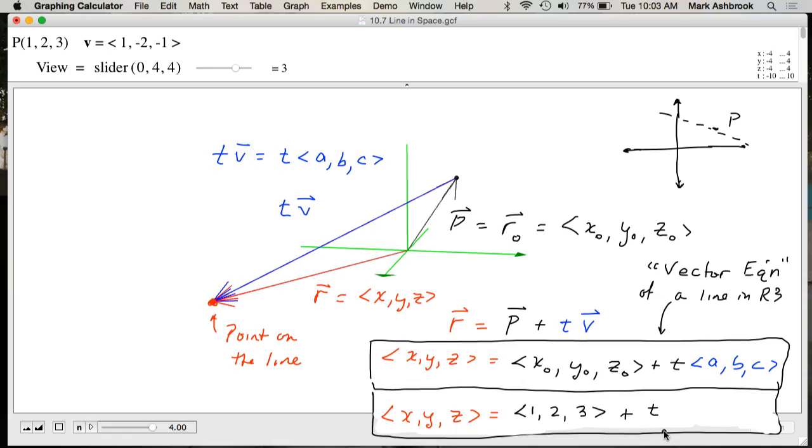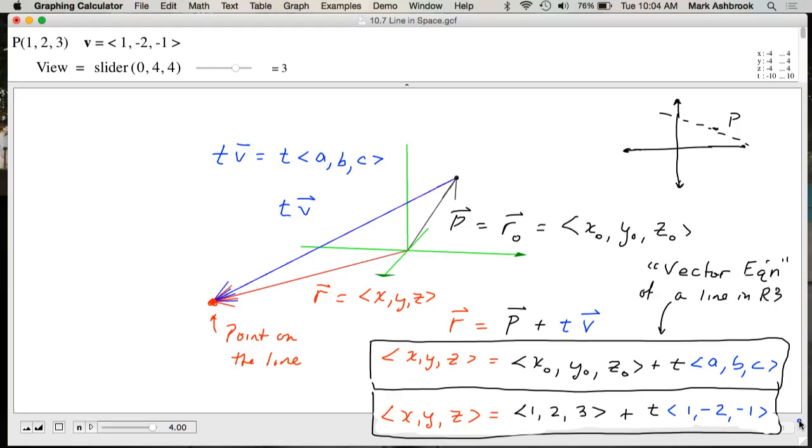Okay, what about ABC? Known or? For this? 1, -2, and -1. So this is the general form of the vector equation of a line in R3. This is the equation of the line that we built based on P 1, 2, 3 and the direction 1, -2, -1.